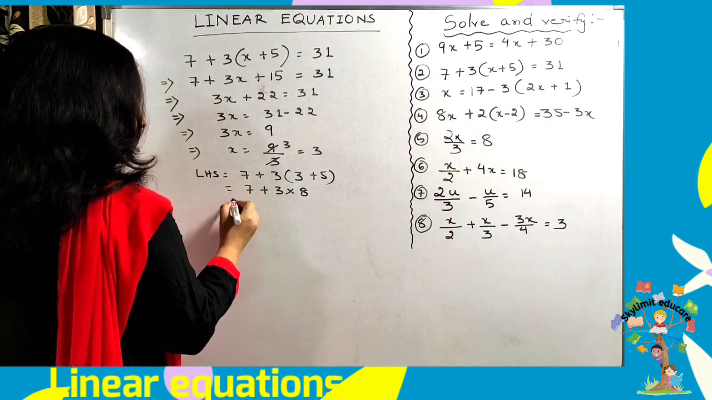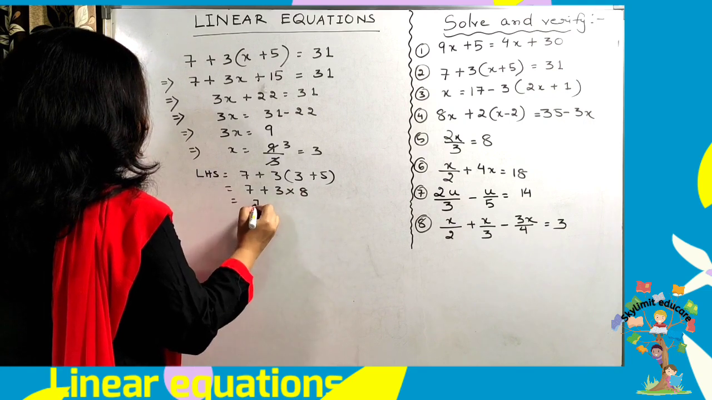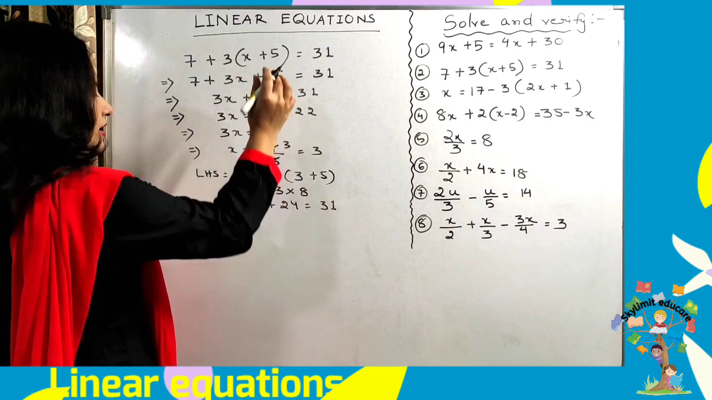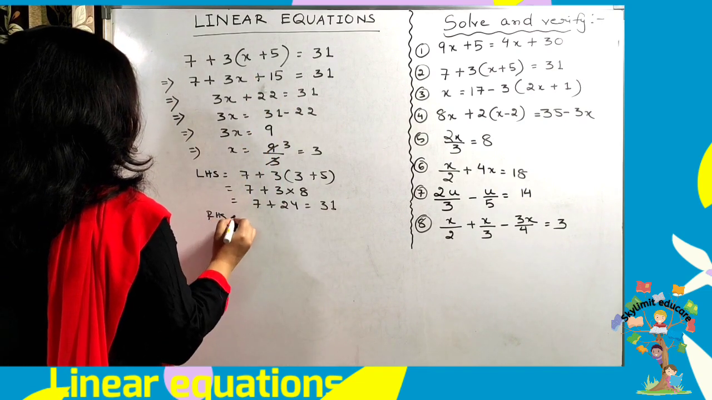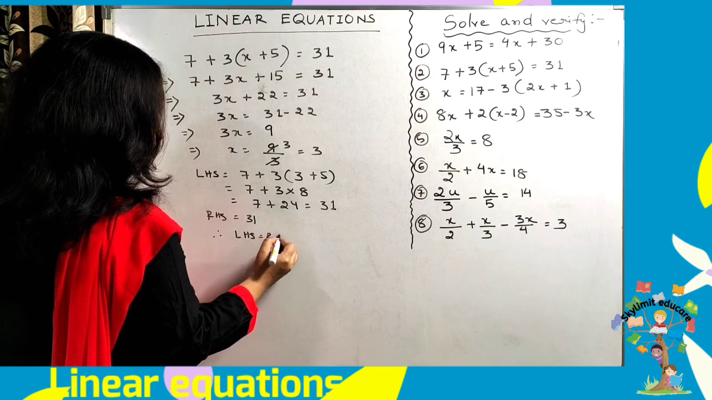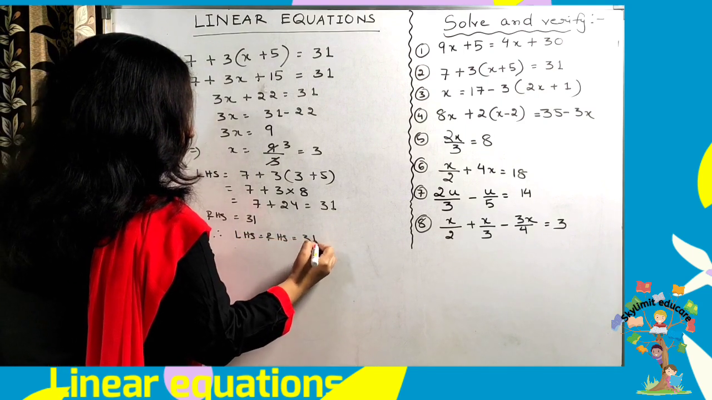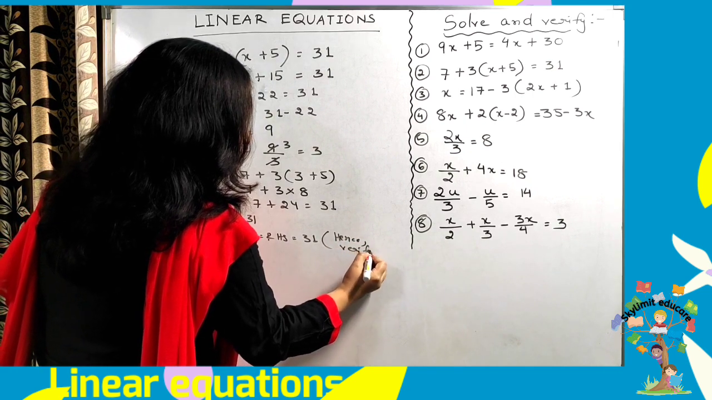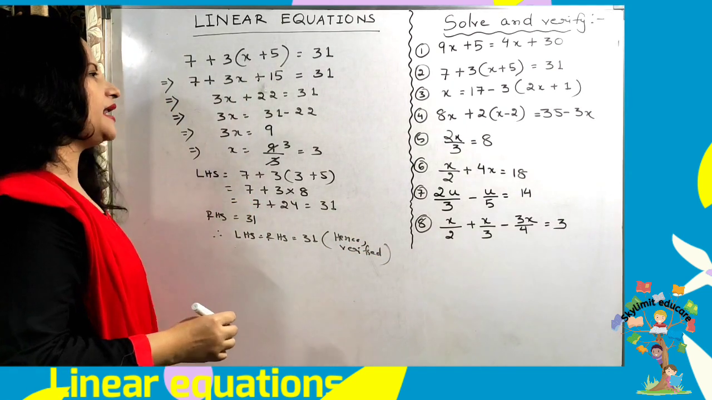So first you have to add the 3 plus 5. You get how much? 8. 7 plus 3 times 8 is 7 plus 24, which will give us how much? 31. And the RHS is already given to us, 31. So you can write like this. Therefore, LHS is equal to RHS is equal to 31. Hence verified.